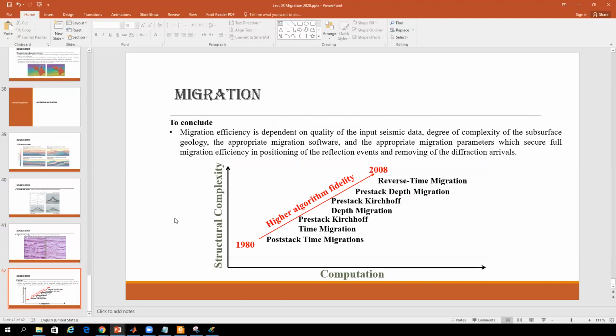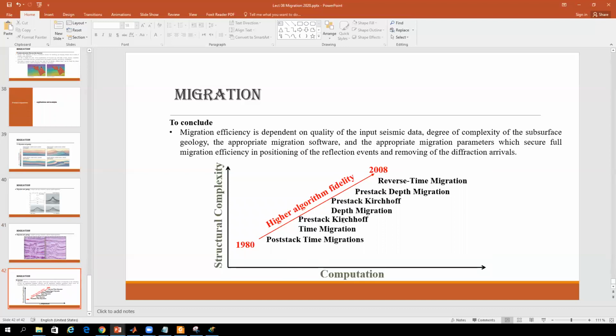Lastly, these are the different types of migration over time from the 1980s to the 2000s and onwards. In the early days of migration, we used to do the post-stack time migration. Then, with the complexity of the geology, we moved, or have already moved, to pre-stack kickoff migration.